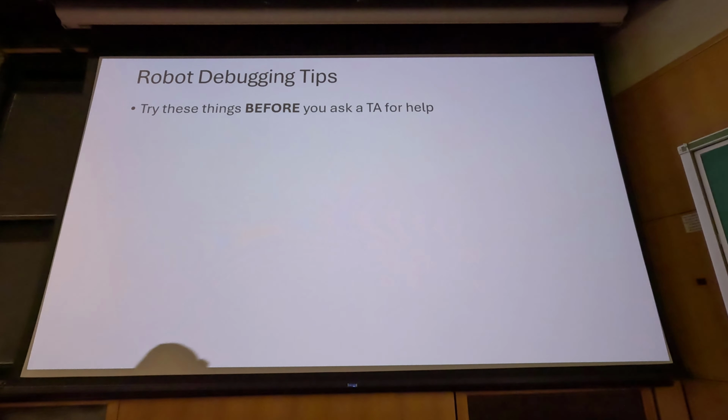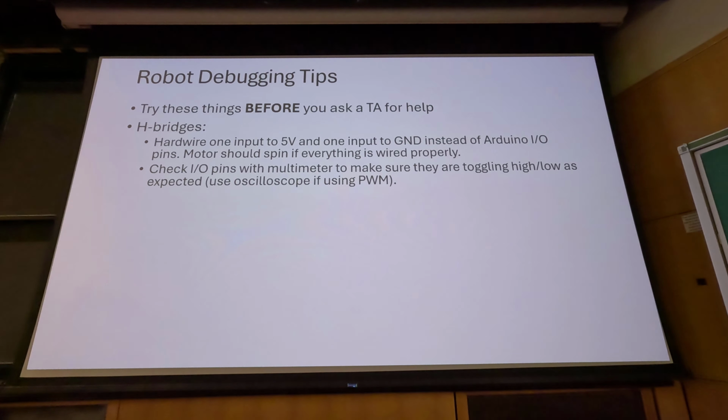H bridges. You're now building a robot with 2 H bridges to control the 2 motors. There are a couple of different ways you can verify that your H bridge is wired correctly. You can forget the Arduino completely, don't connect to the Arduino I/O pins, you don't even need to be running any code, and just connect the H bridge's input pins directly to 5 volts and ground. If you connect one to 5 volts and the other to ground, and everything's wired properly, the motor should spin one way. Then if you swap them, so the other one goes to 5 volts and the original one goes to ground, it should make the motor spin the other way. That lets you verify that your H bridge is wired correctly, independent of what your code is doing.